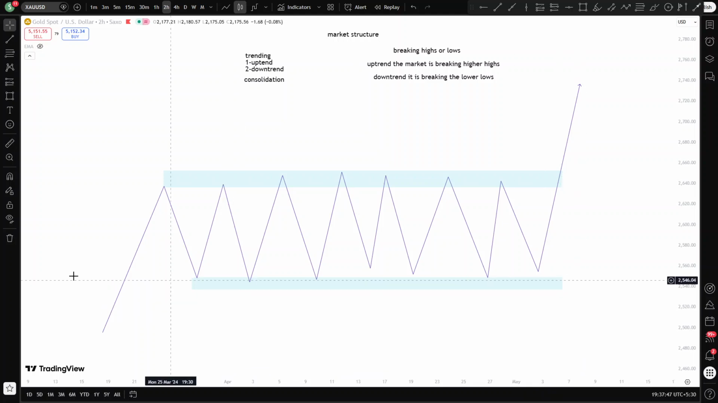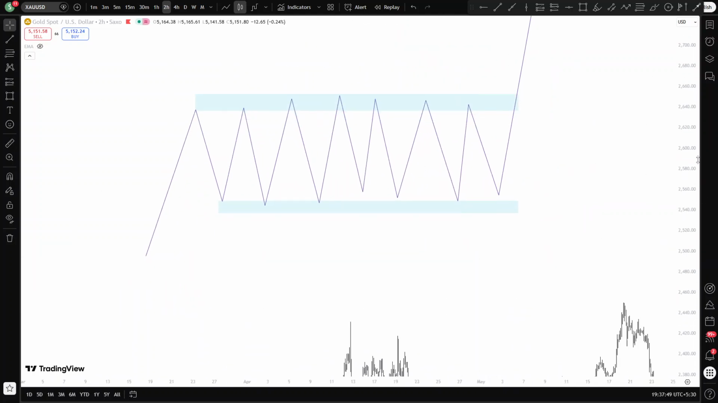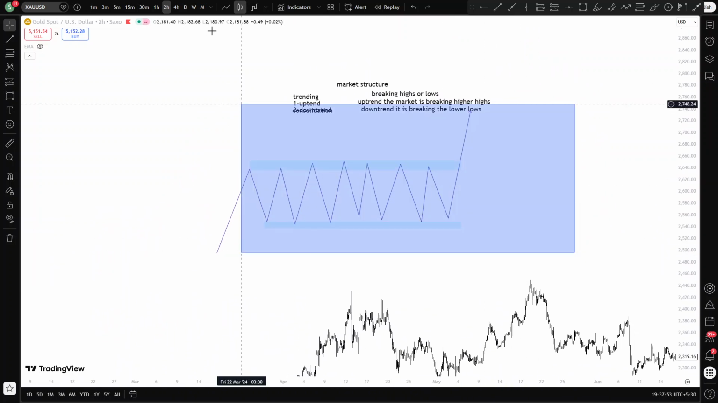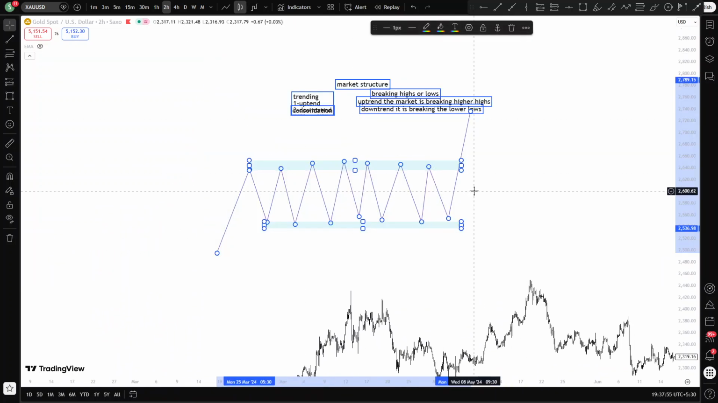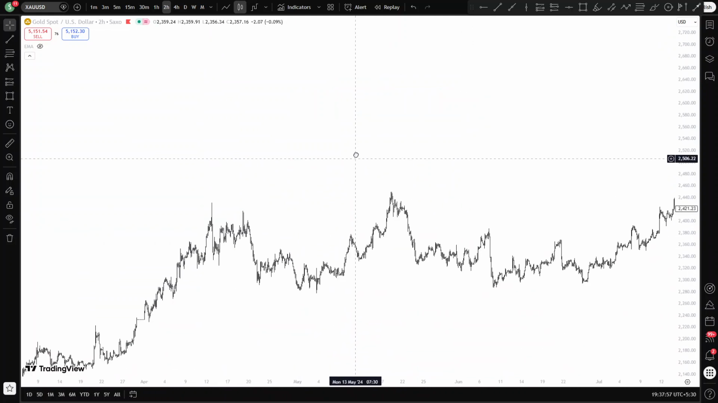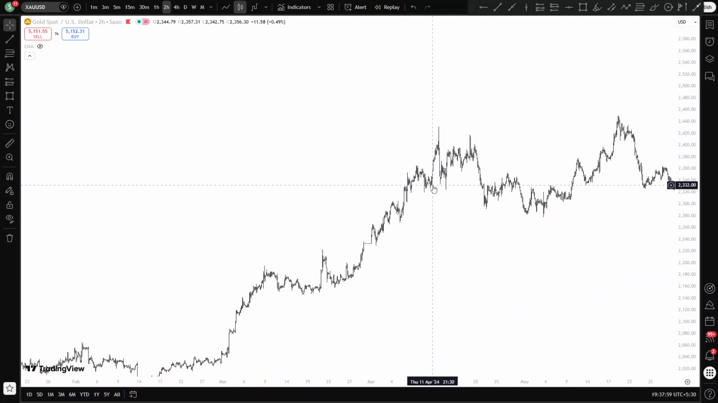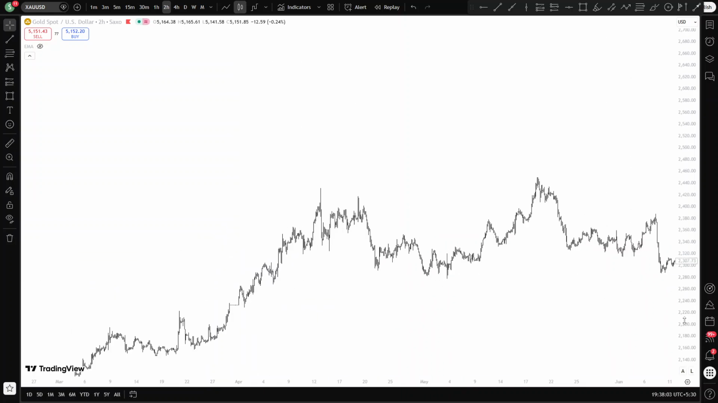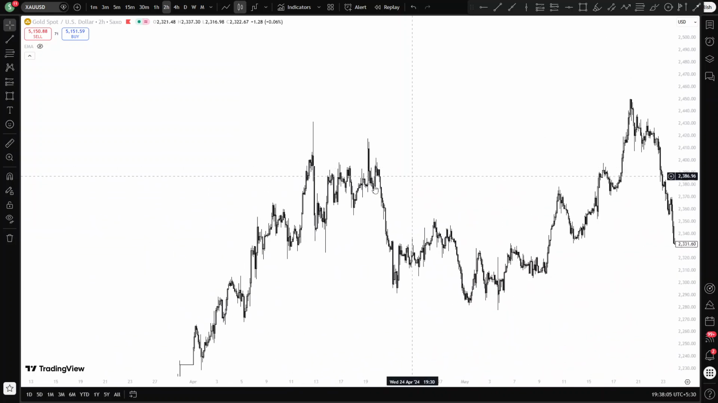Now let us get into the charts so that you get a proper understanding of what we've been talking about, so that you have a clear picture of how to read the market. We're just going to start here. This is where we're going to start from.